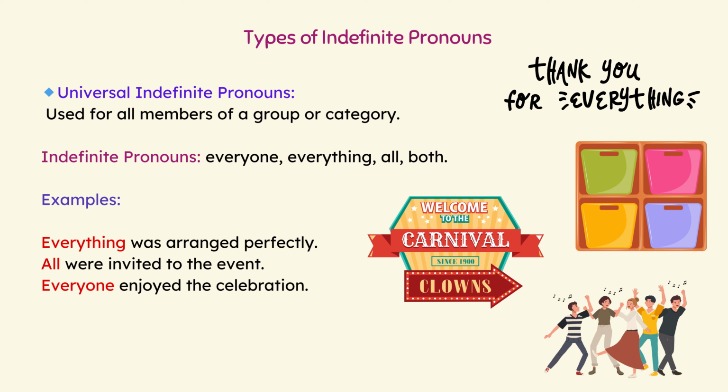Everything was arranged perfectly. Here, everything refers to all things, not just one. All were invited to the event. The word all means every person or every item in the group. Everyone enjoyed the celebration. The pronoun everyone refers to every person in the group.